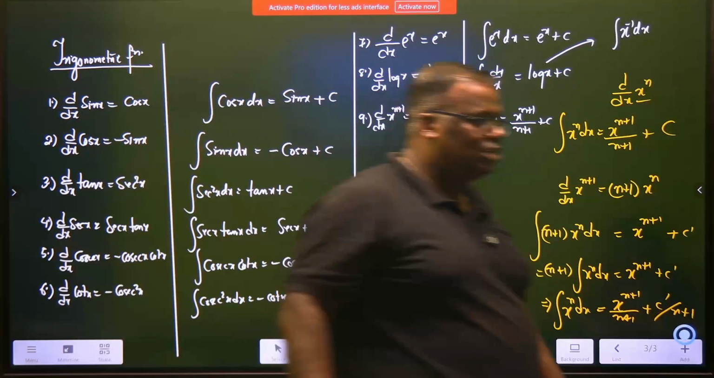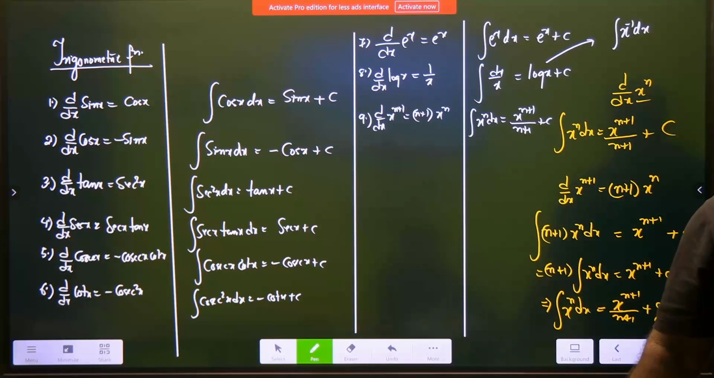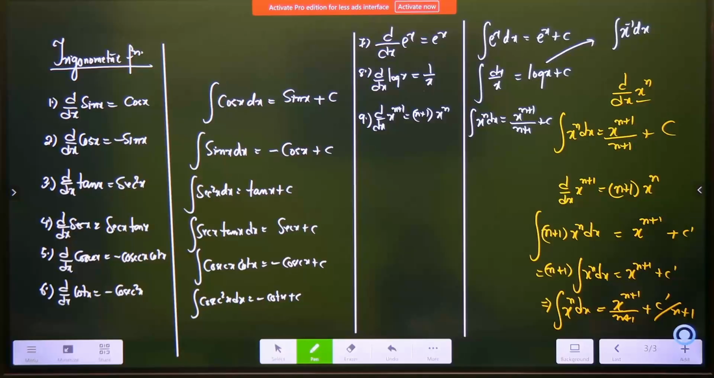If I write it as x to the power minus 1 dx, by my formula, what should it be? x to the power minus 1 plus 1 divided by minus 1 plus 1. So this will become undefined, right? Did you get the beauty? If you process this, it will become x to the power minus 1 plus 1, which is x to the power 0, which is 1. But the denominator will become 0, which is undefined. That's why we don't process.